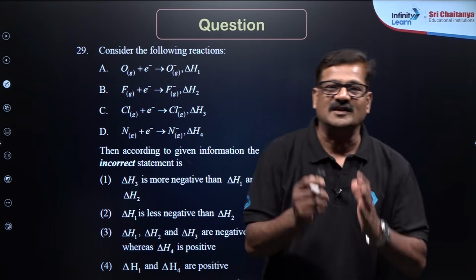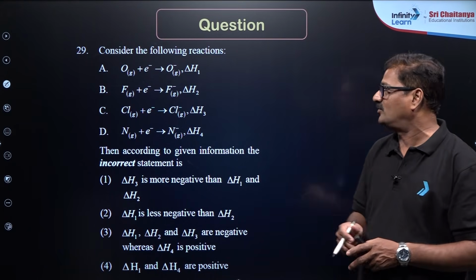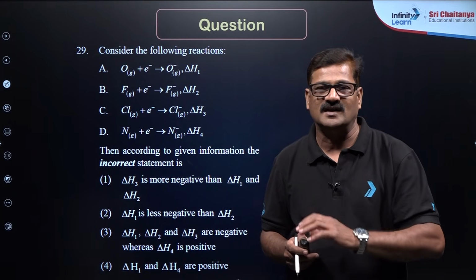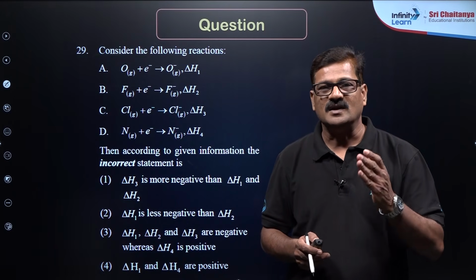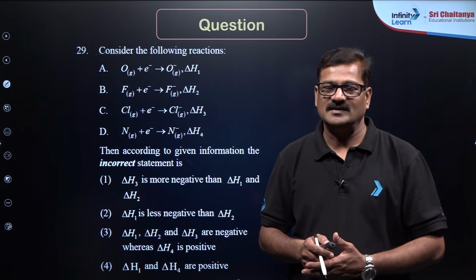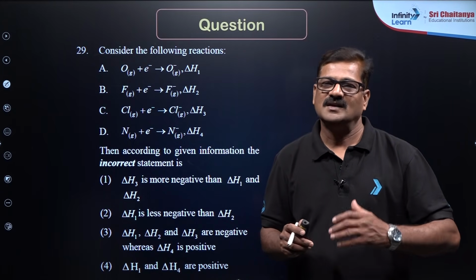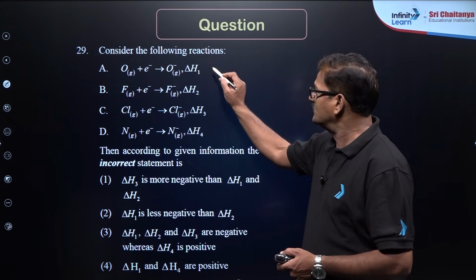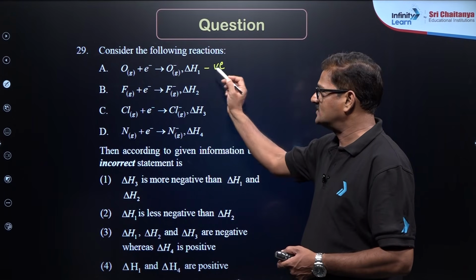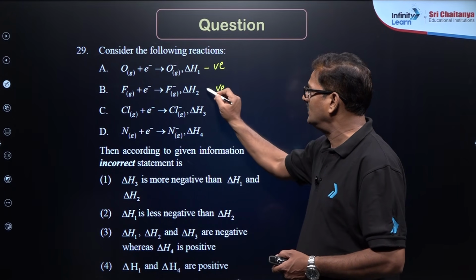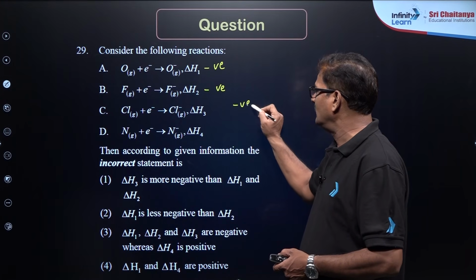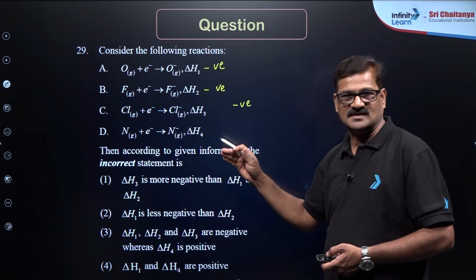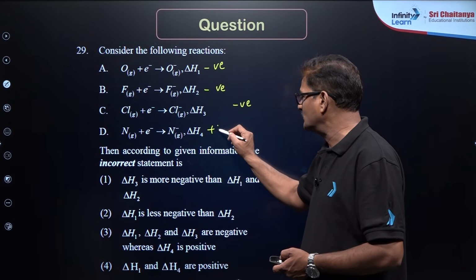Students, this is about electron affinity, electron gain enthalpy. The amount of energy released when an electron is added to an isolated gaseous neutral atom is called electron gain enthalpy. In most cases, the process is exothermic, so it is supposed to be a negative quantity. Oxygen, fluorine, and chlorine are negative quantities, but nitrogen and noble gases will have a positive quantity.